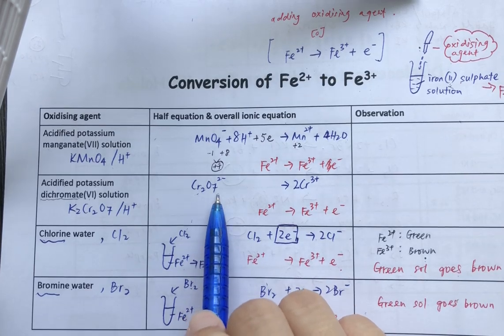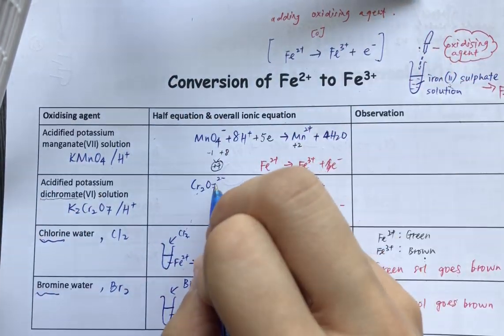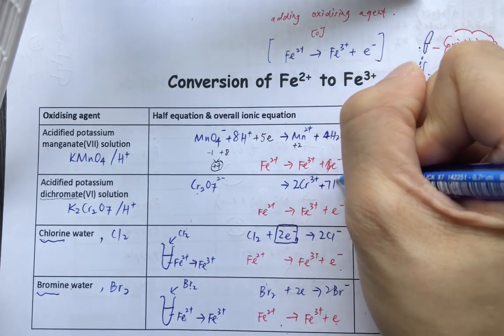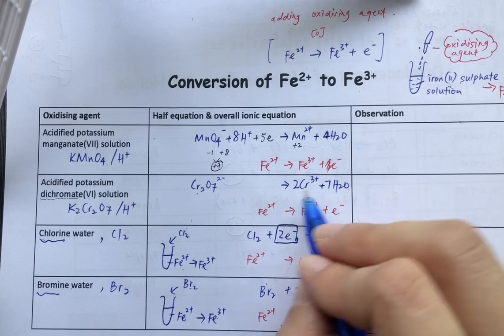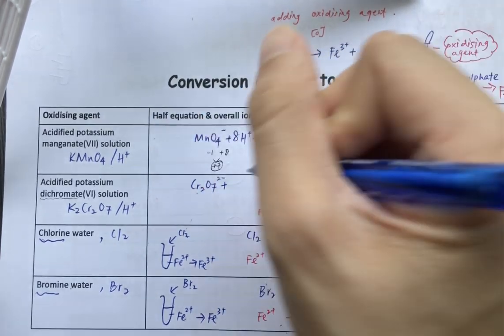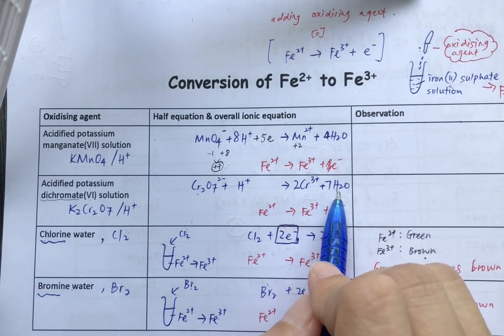As usual, oxygen on the left-hand side, you balance it on the other side by adding water. So for 7 O, here I just put 7H2O. So that makes up for 7 oxygen. And on this side, how many hydrogen ions to balance a 7 times 2? 14.